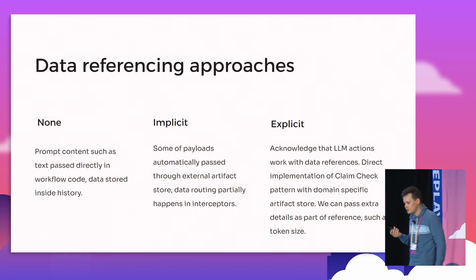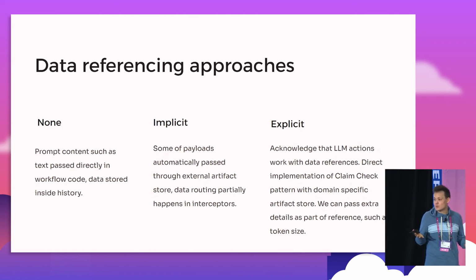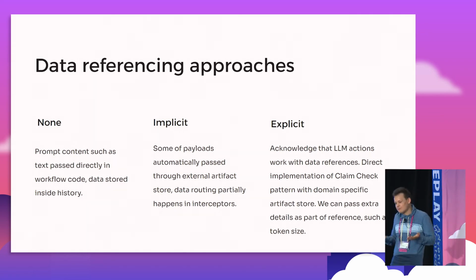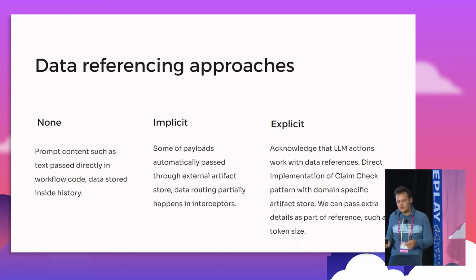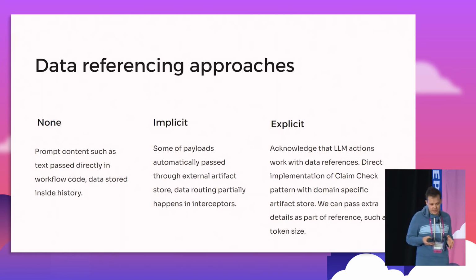Option number one is to not do anything, just write smaller pipelines. And in many cases, when you're doing something very simplistic, it just works. You don't necessarily care, and you can always retry or maybe just ask AI to be a bit shorter. In other cases, you can be a bit smarter and try to use implicit data referencing, where you implement your own data converter and your own interceptor layer that will be detecting that a payload is larger than you want and offloading that to an external data store to be used later.